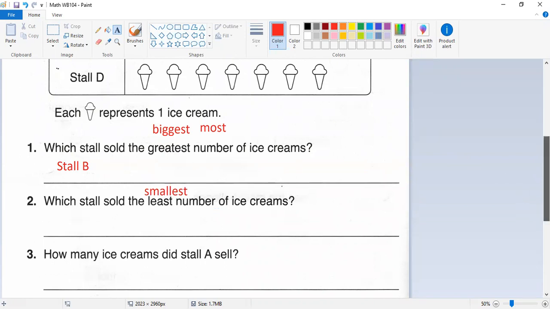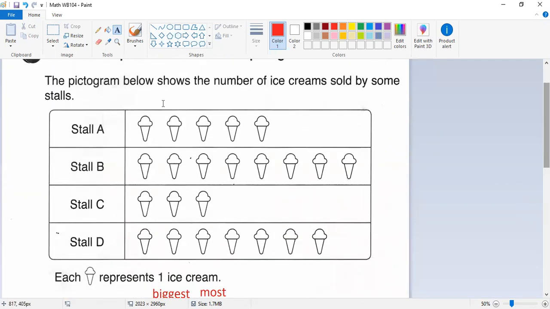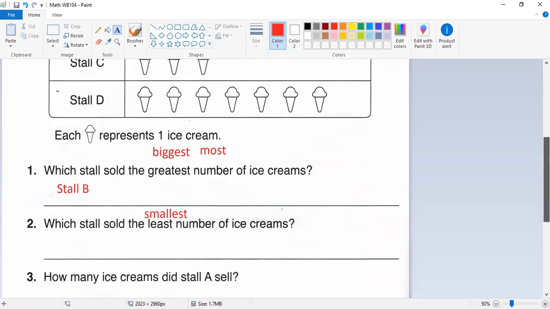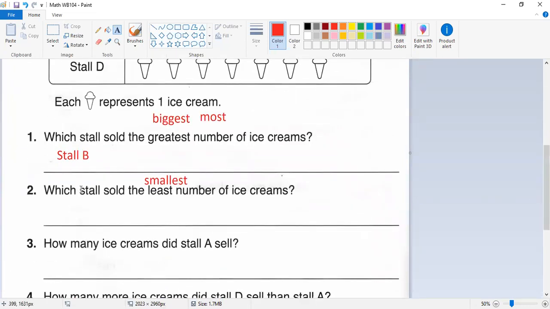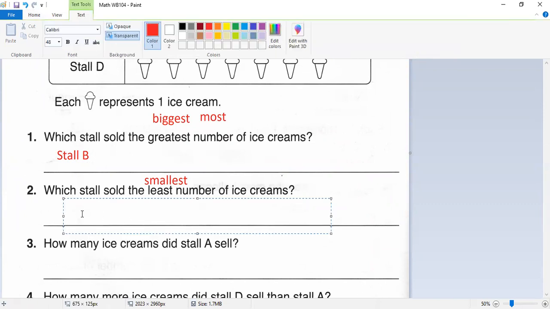Let's go back up to our pictogram. Which is the smallest? Pretty easy. Stall C, 1, 2, 3. 3 is the smallest number. They sold the least. Which stall sold the least number of ice creams? The answer was stall C.